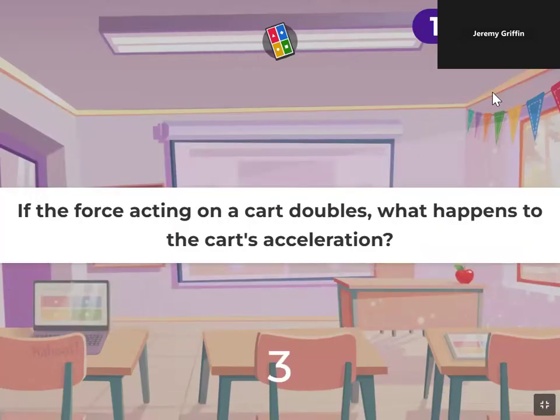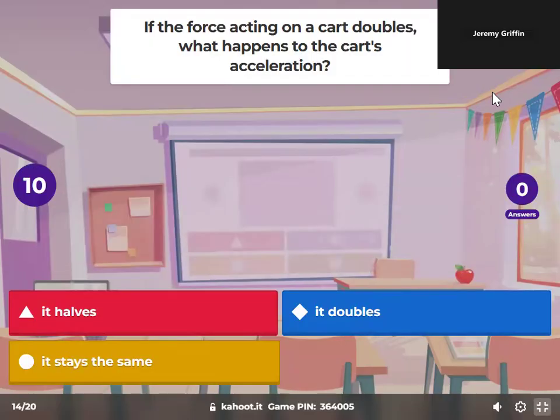If the force acting on a cart doubles, what happens to its acceleration?